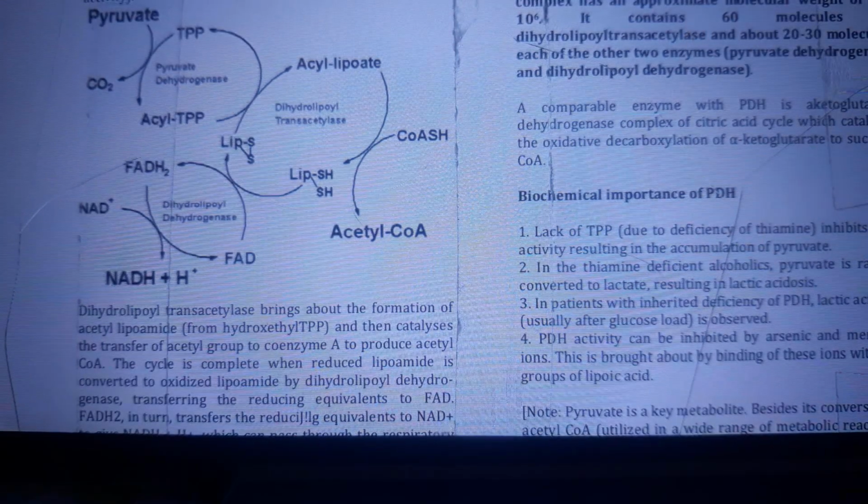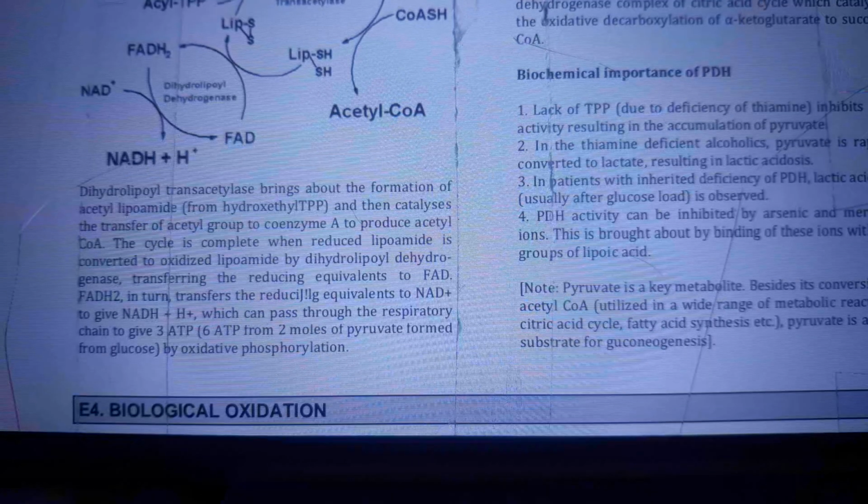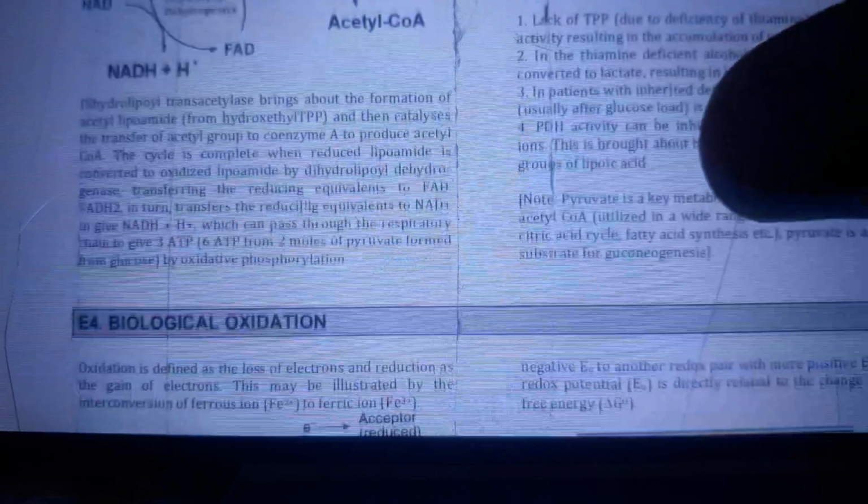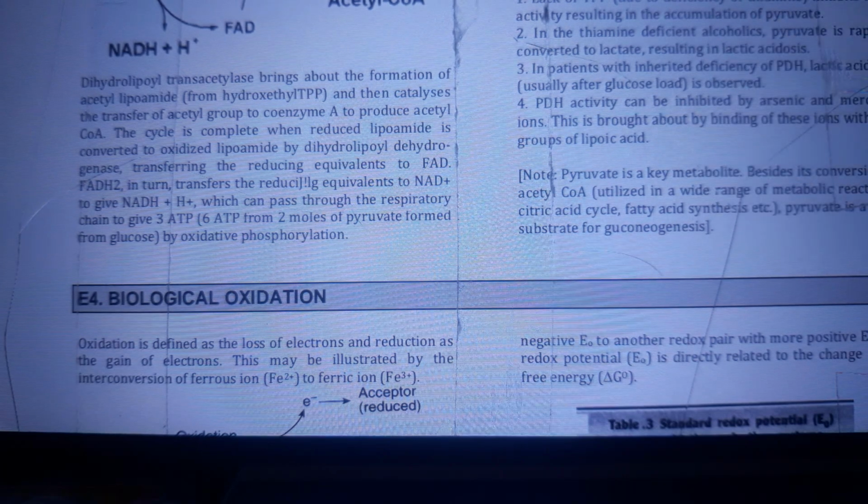The intermediates of the PDH catalyzed reaction are not free, but bound to the enzyme complex. In mammals, the PDH complex has an approximate molecular weight of 9 × 10⁶. It contains 60 molecules of dihydrolipoyl transacetylase and about 20 to 30 molecules each of the other two enzymes, pyruvate dehydrogenase and dihydrolipoyl dehydrogenase. A comparable enzyme to PDH is alpha-ketoglutarate dehydrogenase complex of the citric acid cycle, which catalyzes the oxidative decarboxylation of alpha-ketoglutarate to succinyl-CoA.